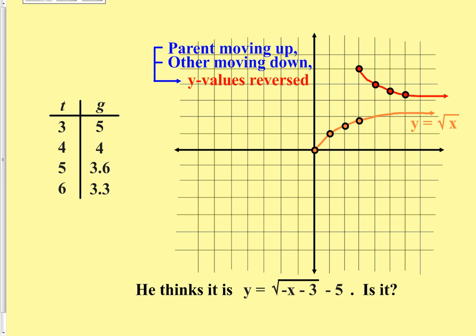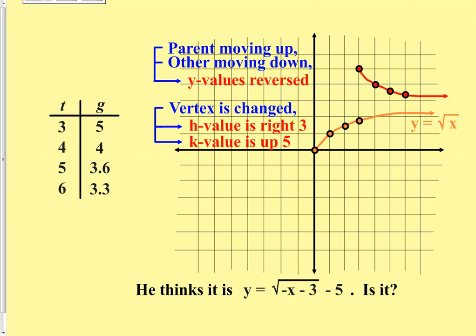Our vertices, the vertexes for the two square root functions are not positioned the same. So the vertex has changed. If we go from the parent function to this new function, what is different? Obviously, the h value has changed. We've moved over on the x-axis 3 units to the right, and the k value has changed also, and it has moved up by a value of 5.